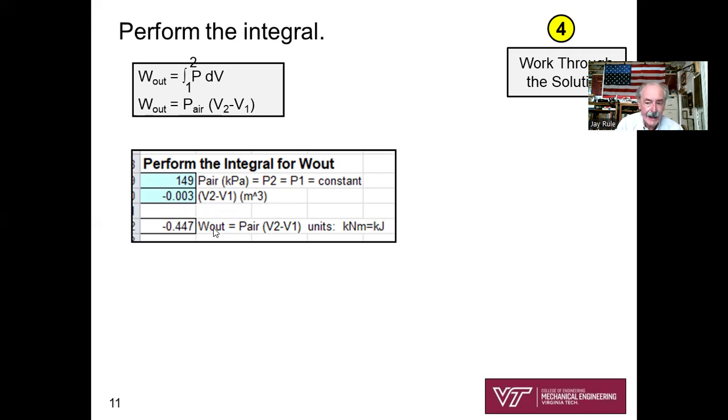To get the work out, the work done by the air in the piston and cylinder is negative 0.447 kilojoules. So it's kilonewton meters. Look at that: kilopascal, newtons per square meter, times cubic meters, so that's going to be kilonewton meters or kilojoules. I tried in my solution to explain that. I didn't just do that in words or in my head. I tried to explain that in my solution.